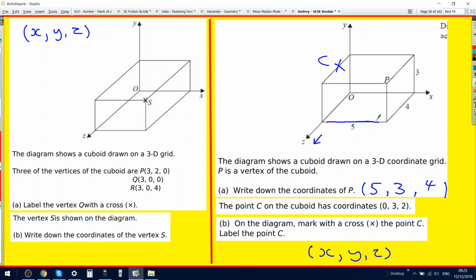So all the 5s are all that length going across. Then all the 3s are going up, and all the 4s are the diagonal lines. So they're all 4 long because it's a cuboid. Okay, try the one on the left.